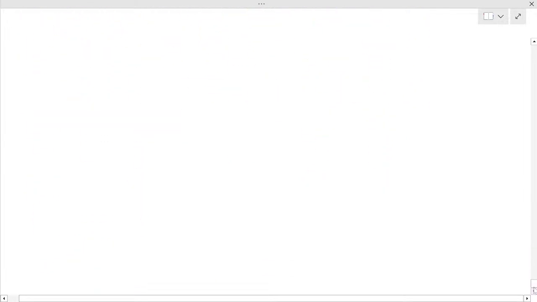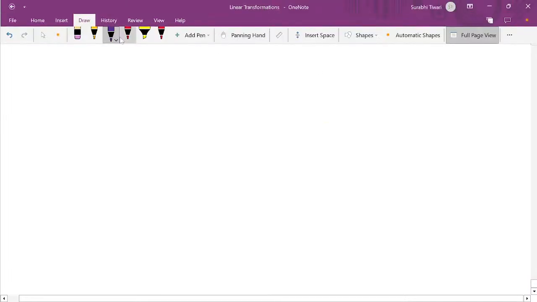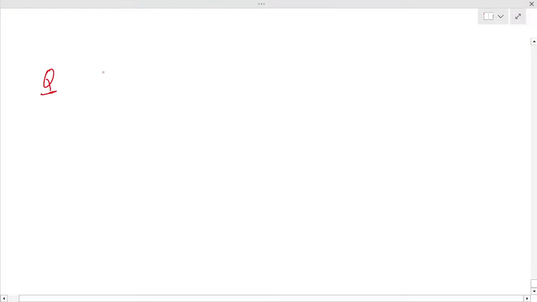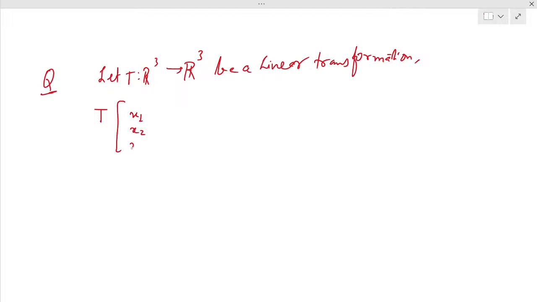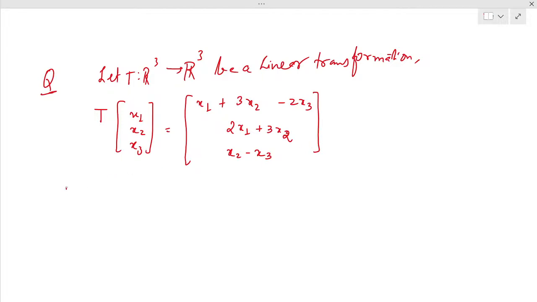Once we are done with these things, let us do one more question. So let us define, from R cube to R cube, a linear transformation, defined by the formula, and see whether T is an isomorphism or not.